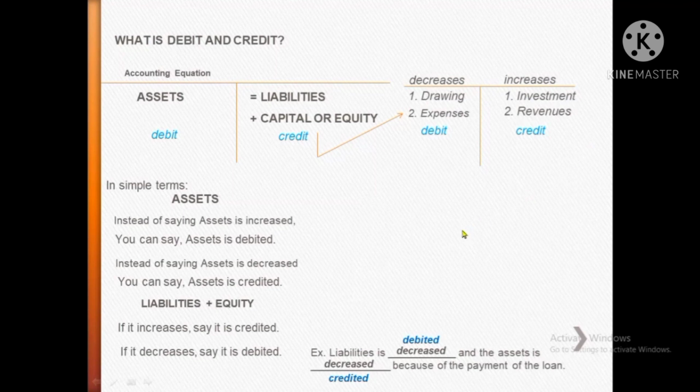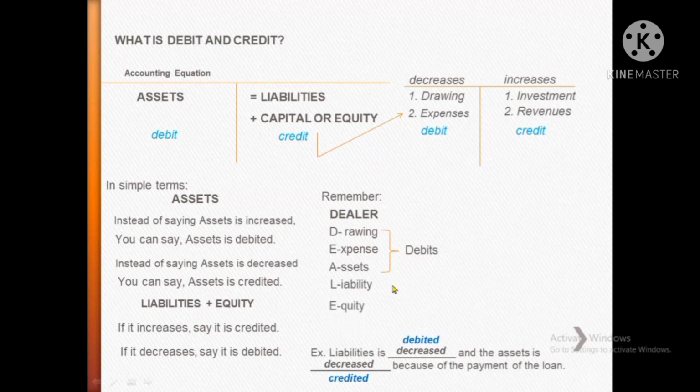But in order to make the familiarization easier, you can remember the word DEALER. D stands for drawing or withdrawal by the owners, E is for expenses, and A is for assets. You remember these first three, their normal balance is debit. And of course, the last three, we have L for liability, E for equity, and R for revenues. Their normal balance is credit. So that's the meaning of debit and credit.